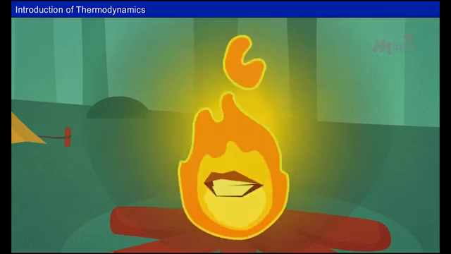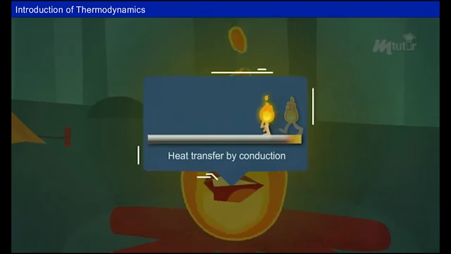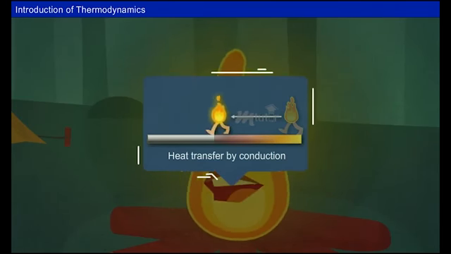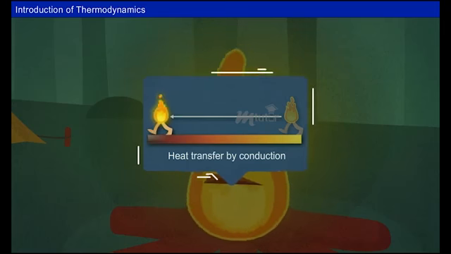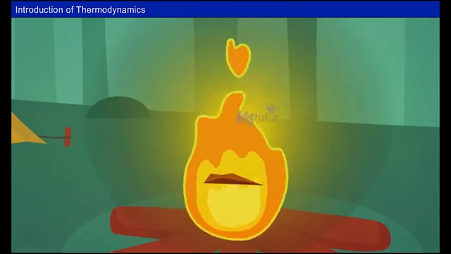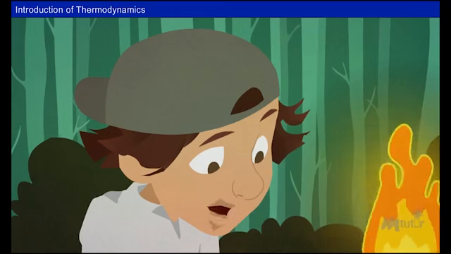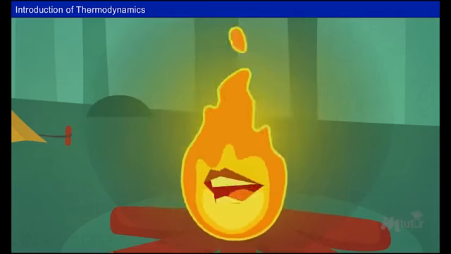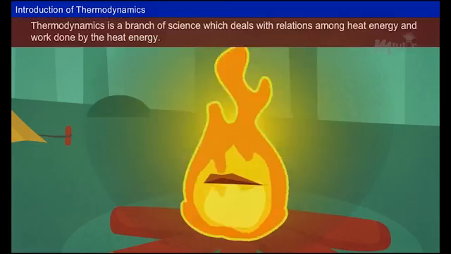You can move around with the help of your legs. Similarly, my heat energy moved from my source point to that end by the law of heat transfer by conduction, which you cannot see. You can only feel it, did you? Yes, you are right. This is what your professor meant when he said that heat could move.